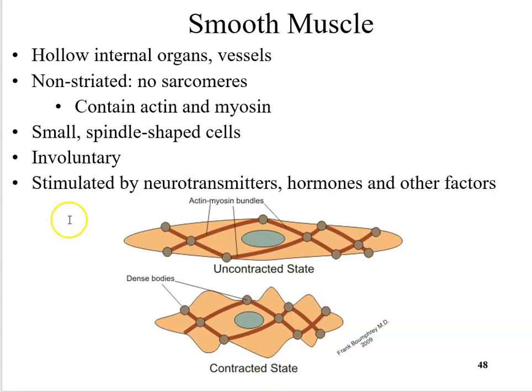Smooth muscle consists of small, short cells that are spindle-shaped, thicker in the middle and tapered at each end. Like cardiac muscle, smooth muscle is involuntary, meaning that it's under unconscious control. It's capable of being stimulated by neurotransmitters and hormones.